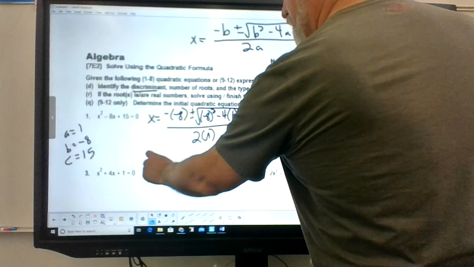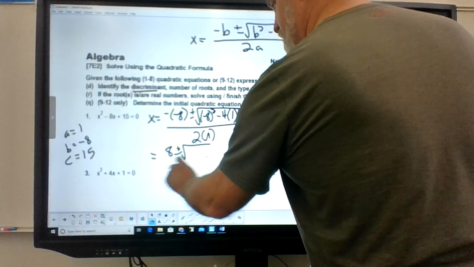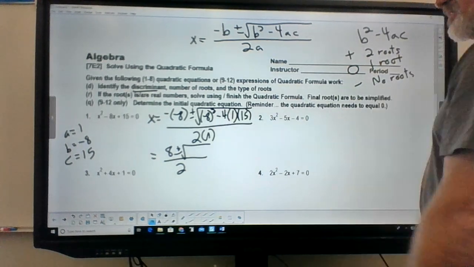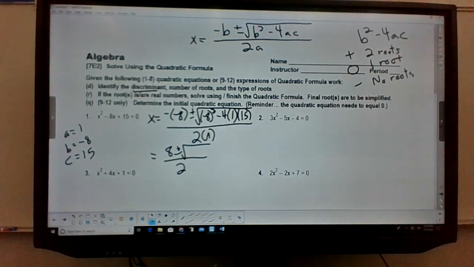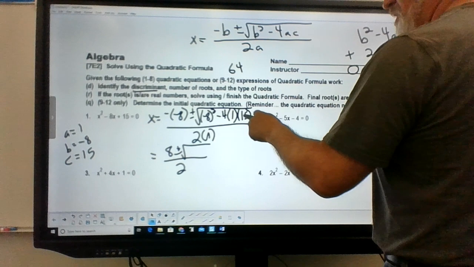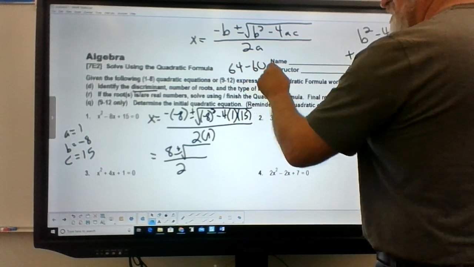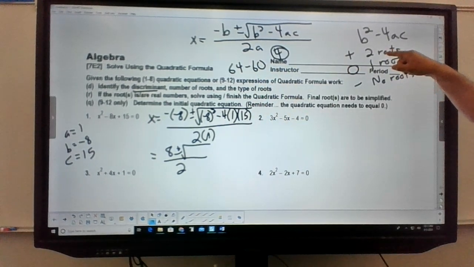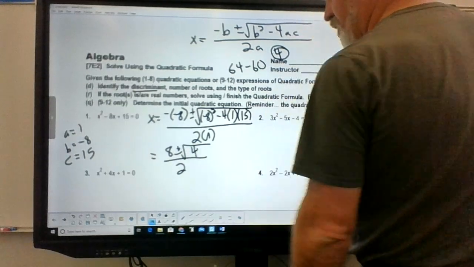So I'm going to clean this up right away a little bit. I'm going to go 8 plus or minus the square root of something over 2. Okay, so this something is the thing underneath the radical, which is your discriminant. Negative 8 squared is 64. I'm just going to do a sidebar. Negative 4 times 1 times 15 is negative 60. So 64 minus 60 is 4. I have a positive number. That means I know I have two roots. So this number is 4.